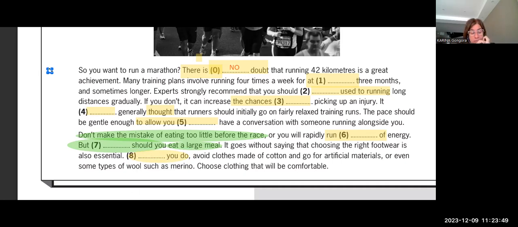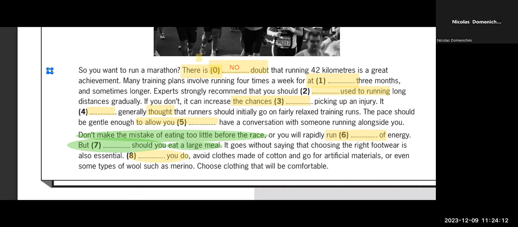Number one. At least 3 months. Of course, at least 3 months, at least 2 weeks, at least whatever. We know what this is. Very good. It is a prepositional phrase, and we cannot have it with any other preposition with that meaning. All right? Okay. What about number two?